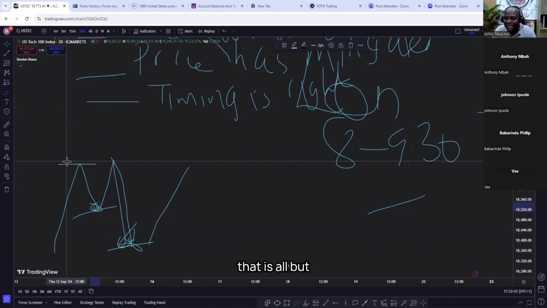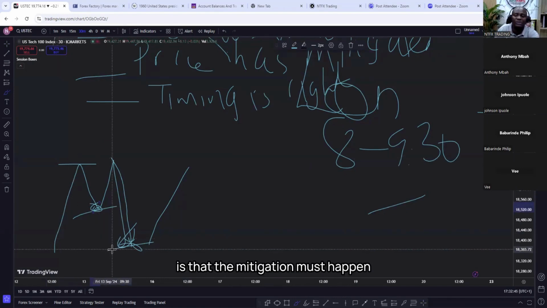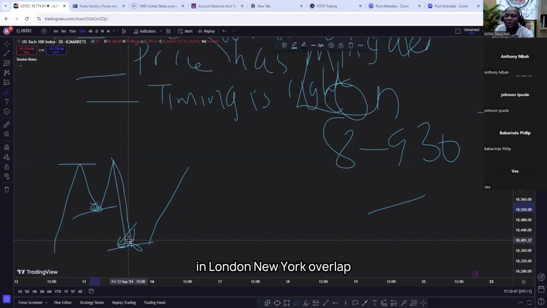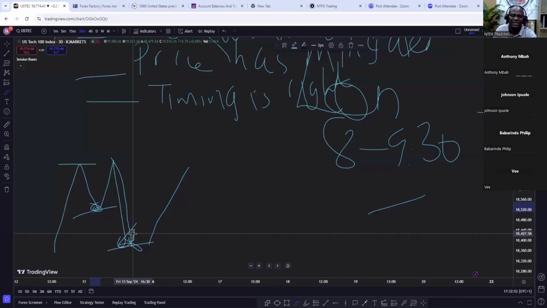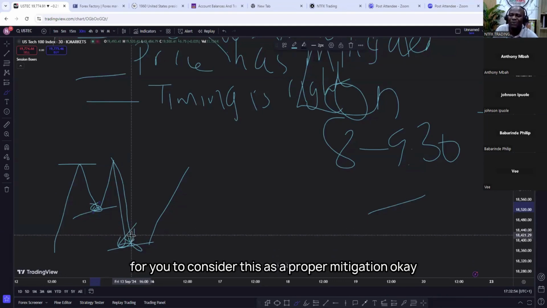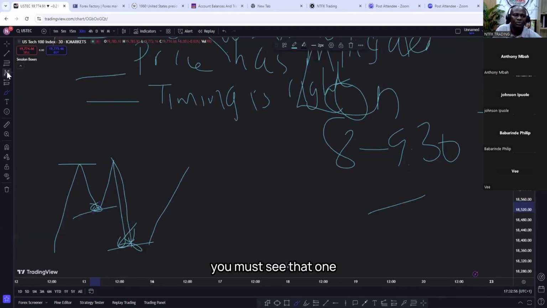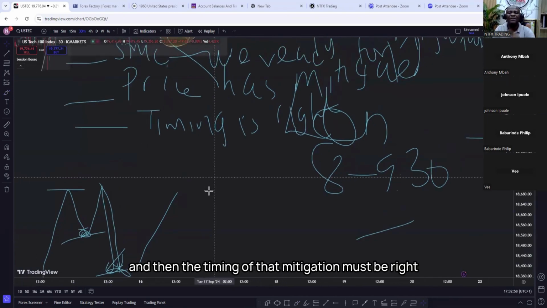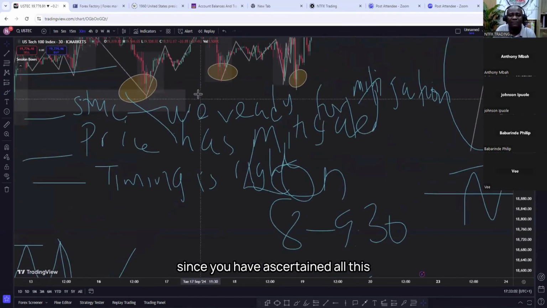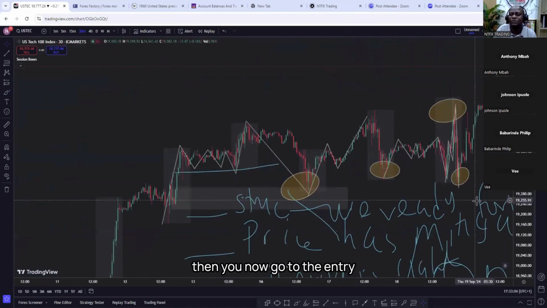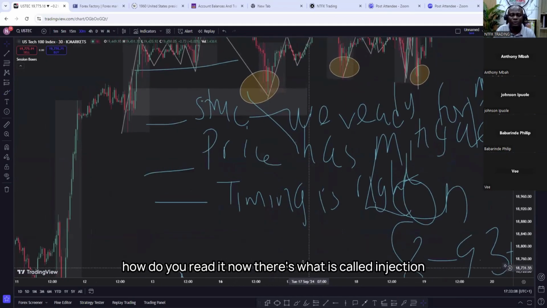But what I'm telling you now is that the mitigation must happen in the London, New York overlap, or 1 to 1.5 hours on London open, for you to consider this a proper mitigation. You must see that, and the timing of that mitigation must be right. Since you have ascertained all this, then you now go to the entry. How do you read it?